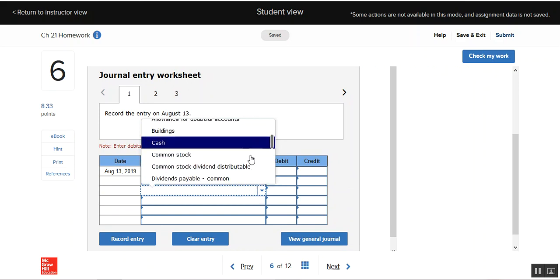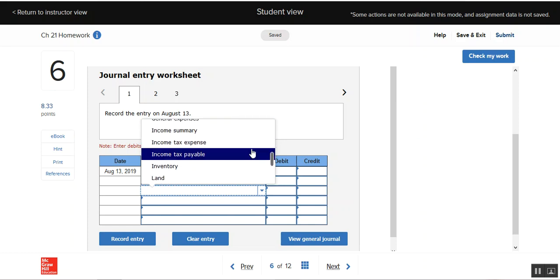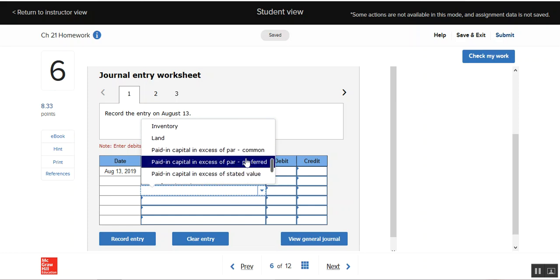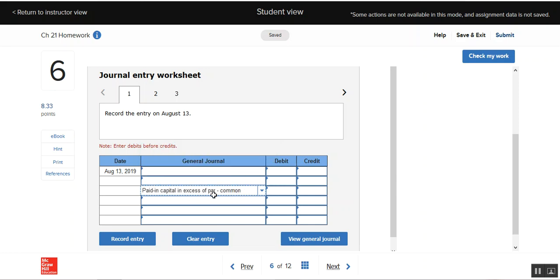We know that when they declared that dividend, they're intending to, at a future date, distribute common stock to the current stockholders, or the stockholders on record on September the 1st, I believe. And the value of that stock is actually more than the par value. So we're going to be dealing with some paid-in capital in excess of par. That's for common stock. So I'm going to go ahead and plug that down there.